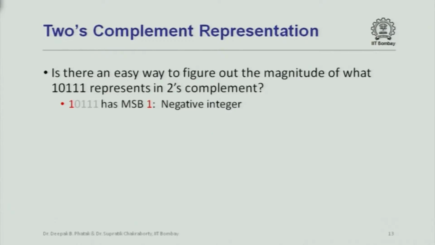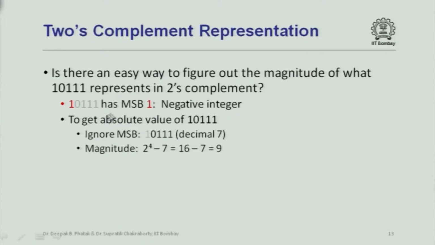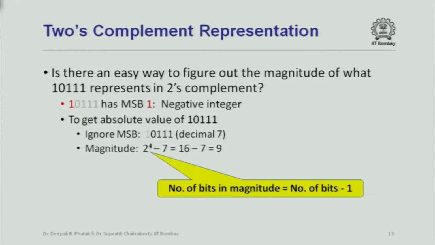And the other way of doing it is look at the MSB, figure out that it's a negative integer. Then to find the absolute value, you ignore the MSB. Find out what the rest of the number represents as an unsigned integer. That's 7. Now you subtract 7 from a power of 2. What should be the power of 2 that you should subtract it from in this case? So you look at the highest magnitude that can be represented. In this case, the highest magnitude would be 16. So 16 minus 7, that will give you 9. Right? And so you'll get exactly the same answer.